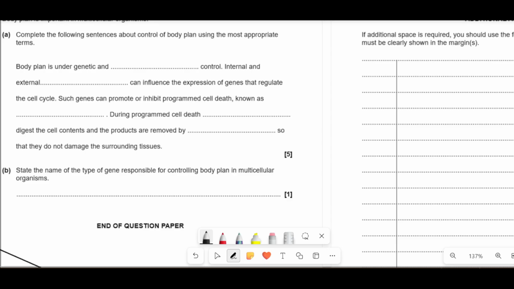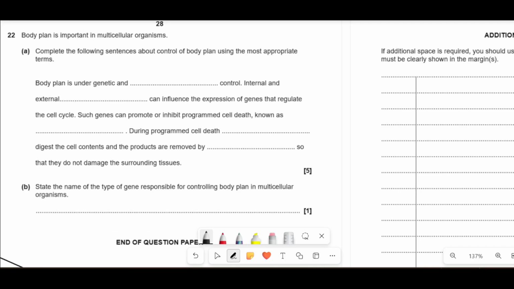Now it says complete the following sentences about the body plan using the appropriate terms. So a body plan is where you have a cross section of an organism, for example, a slice through it, and it will show you how the organism's tissues and so on are laid out. The reason we have body plans is because we've got organisms of all kinds of shapes and sizes. We've all sort of emerged from one single little organism.